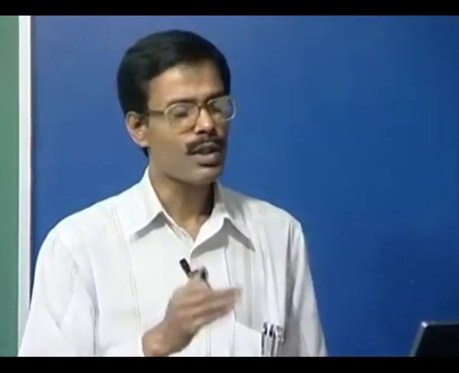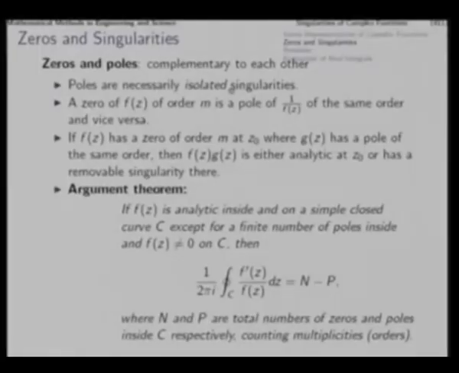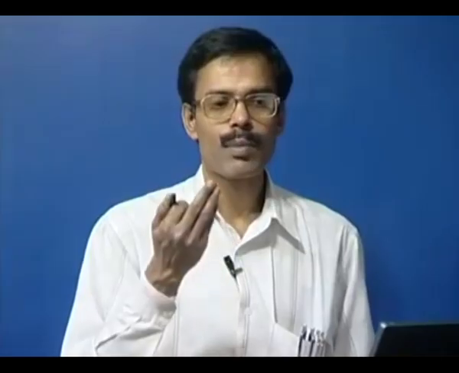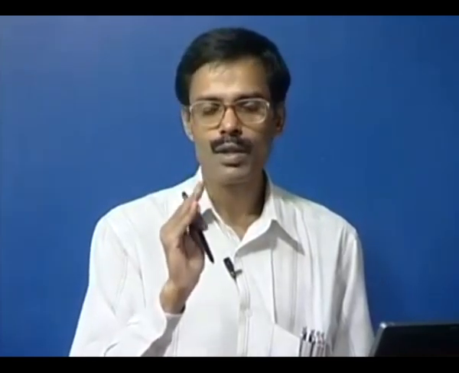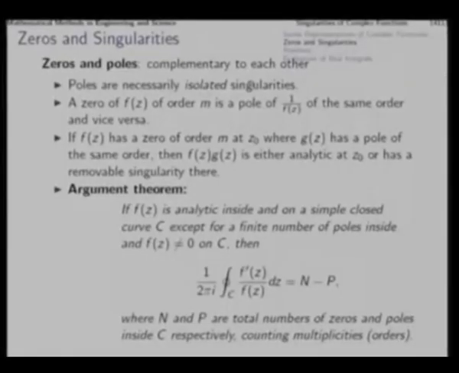For non-zero analytic functions, zeros are always isolated, and poles are also necessarily isolated singularities. They cannot be continuously distributed. So, between two poles there must be some distance. You cannot have infinite poles situated in continuous distribution, that you cannot have. So, poles are also necessarily isolated singularities, just like zeros.